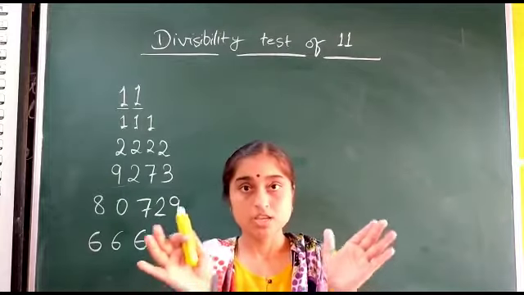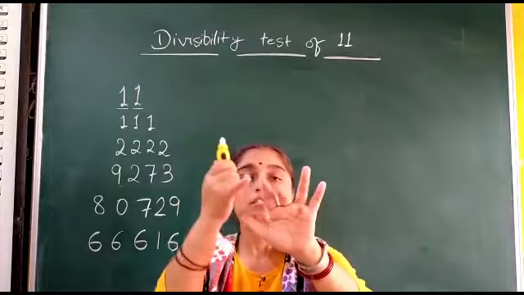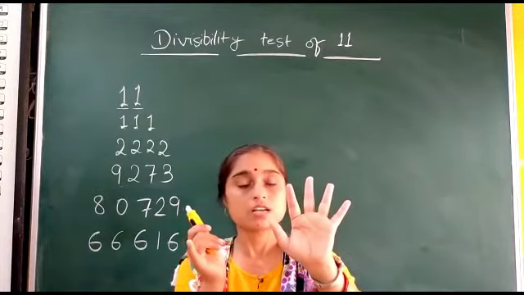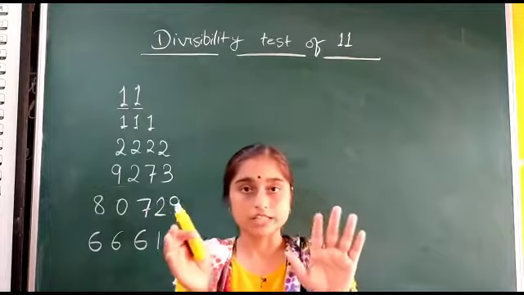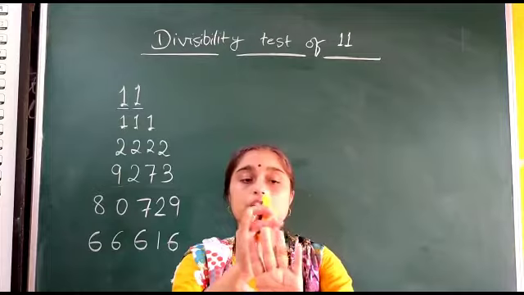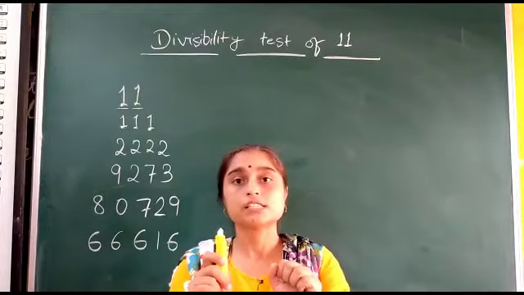Understood? Add the odd place numbers, meaning 1, 3, 5. These are odd places. Add the odd place numbers, then you add the even place numbers. Second place, fourth place, or if sixth place is there, sixth place, you add those places.